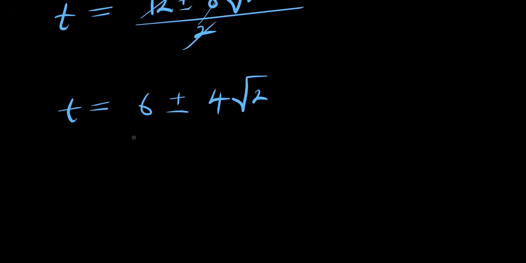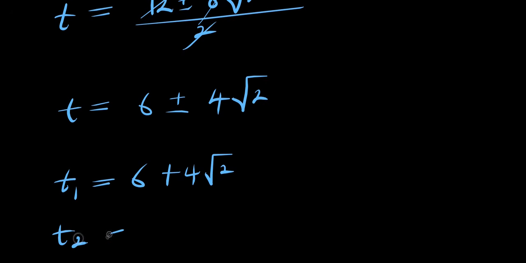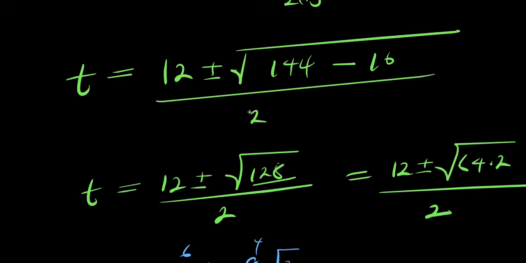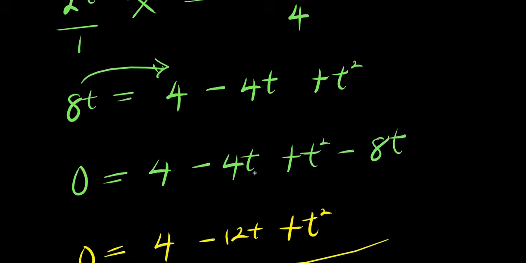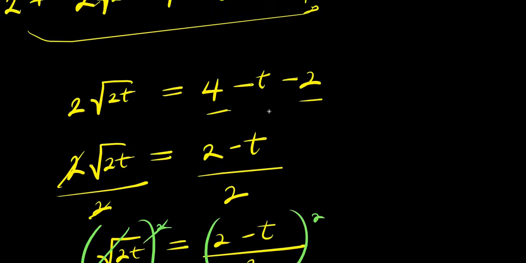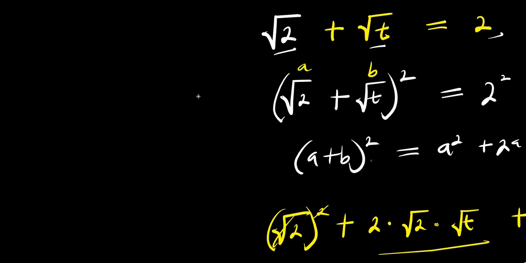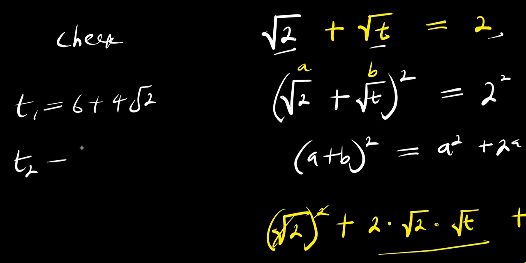So you have two solutions for t. You have t1 equals 6 plus 4 root 2, and you have t2 equals 6 minus 4 root 2. Now what we are going to do is to test these two solutions, and let's check if they satisfy the equation. So right here you have check. You have t1 equals 6 plus 4 root 2, and you have t2 equals 6 minus 4 root 2.